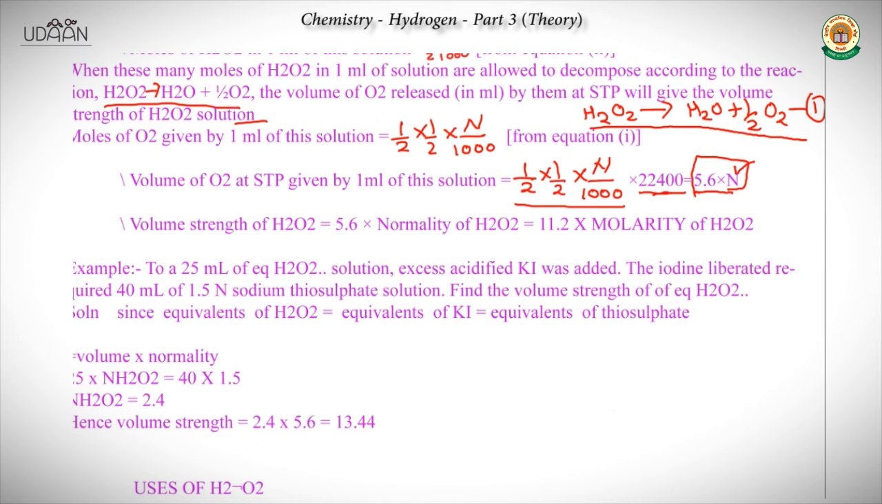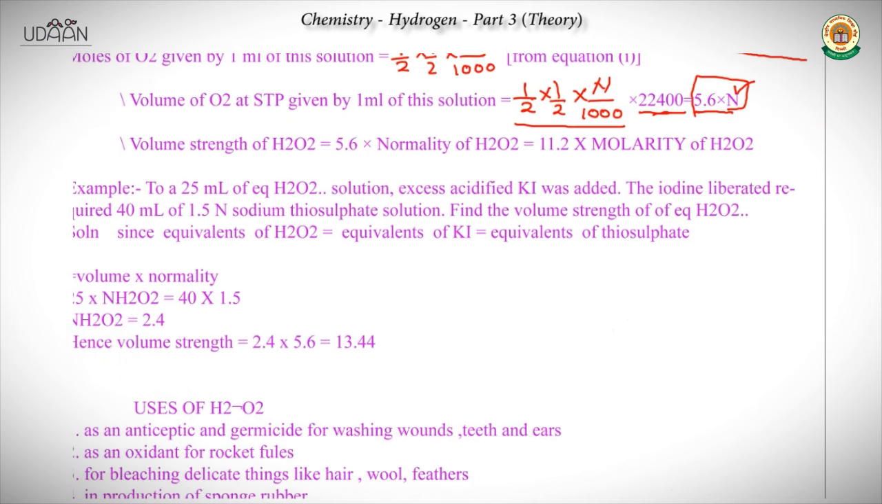Now we take an example. To 25 ml of H2O2 solution, excess acidified KI was added, then the iodine liberated was titrated with 40 ml of 1.5 N sodium thiosulfate solution. Find the volume strength of H2O2. This is the question, and now this is the solution.